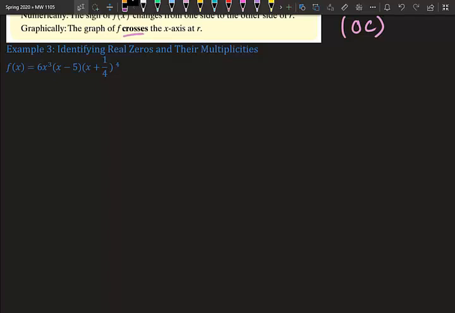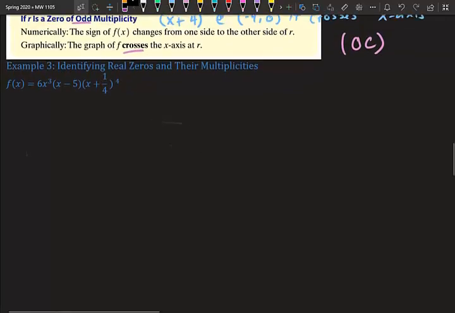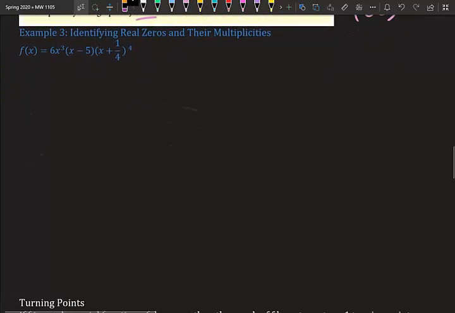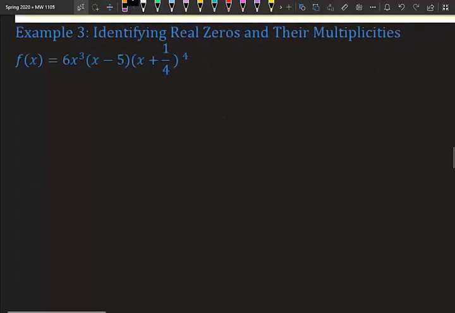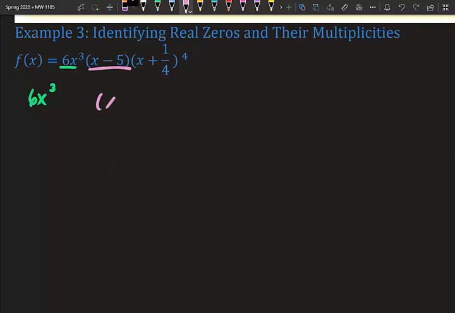All right, so identify real zeros and their multiplicity. This is factored. How do I know it's factored? Because everything is in parentheses and it looks factored, right? It looks like you already factored it. In this class, we don't have to factor crazy stuff. We're already going to give it to you factored. So we have 3 terms. We have 6x cubed. We have x minus 5. And we have x plus 1/4, raised to a power. So we can find the real zeros.